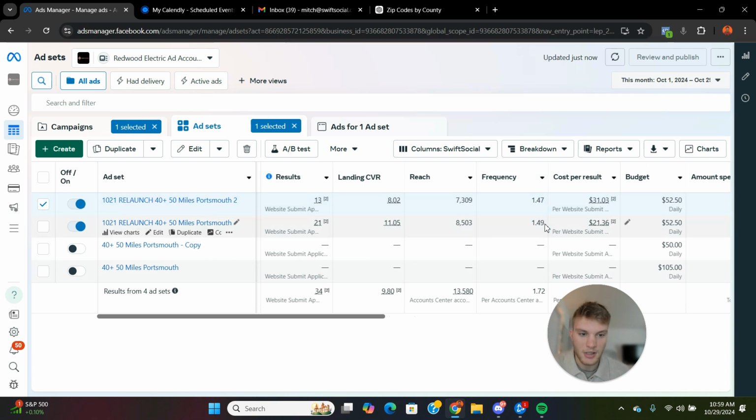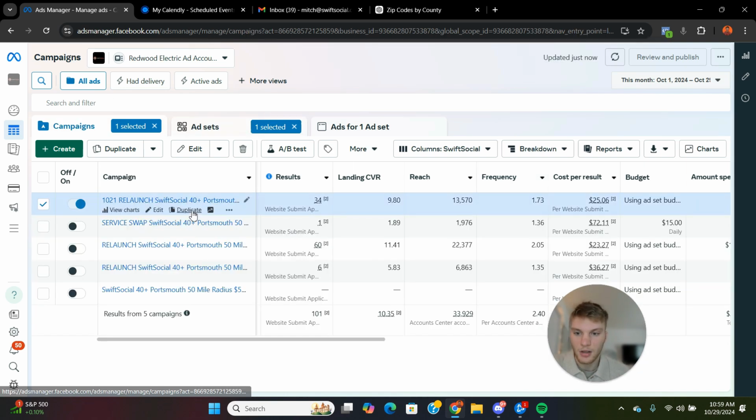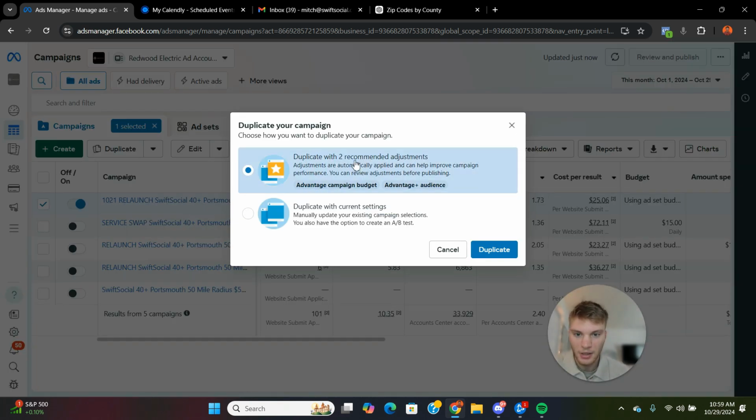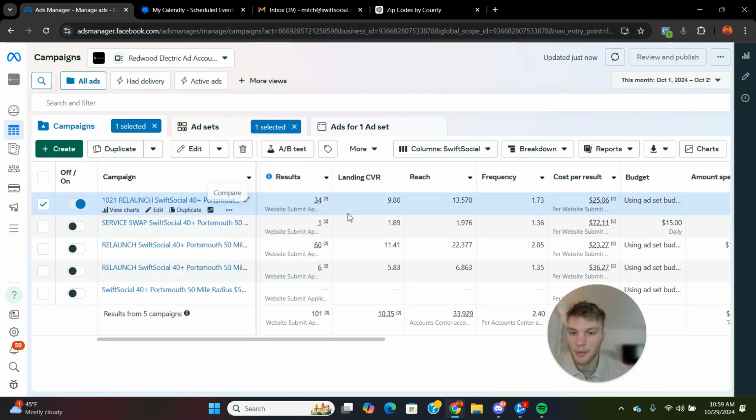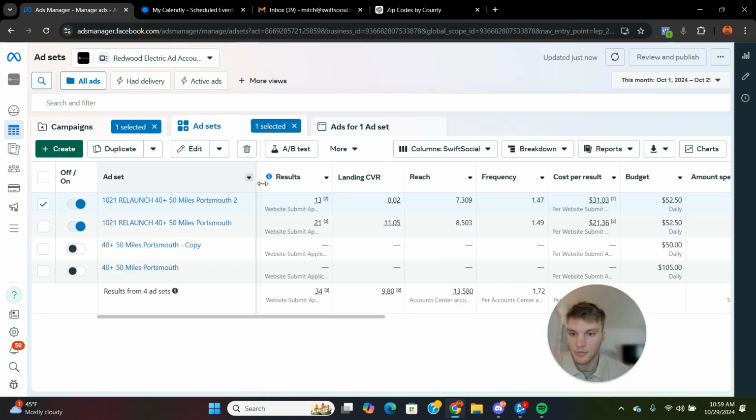But once these get to a frequency of about two, what you want to do is you want to literally just go to the campaign that's holding these ad sets, and you want to literally just click duplicate and then duplicate with current settings. I don't recommend having any of these things on. I'll talk about this in other videos, but just duplicate with current settings and literally just make a complete replica of this campaign and just restart it as soon as you get to an average frequency with your ad sets of two or over, right?